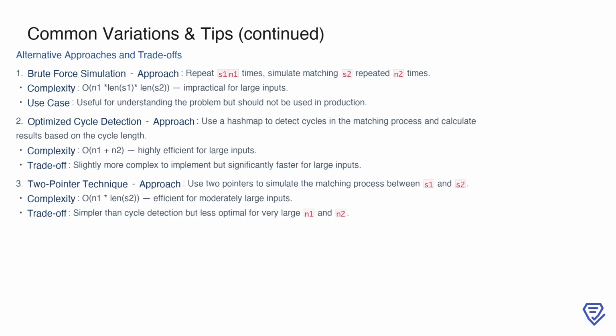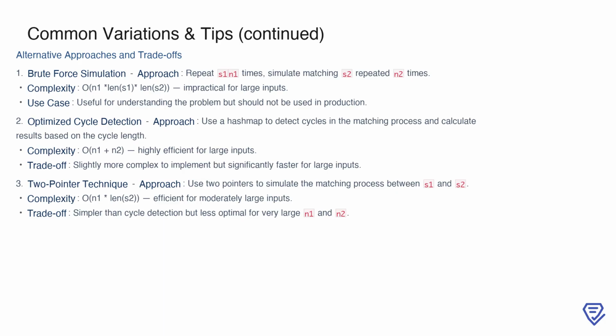A more efficient approach is optimized cycle detection, where you use a hash map to detect repeating patterns in the matching process. By identifying cycle lengths, you can calculate results efficiently, reducing the complexity to O(N1 + N2). Although this method is faster, it's slightly more challenging to implement.